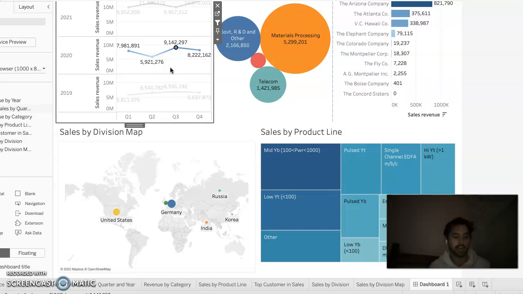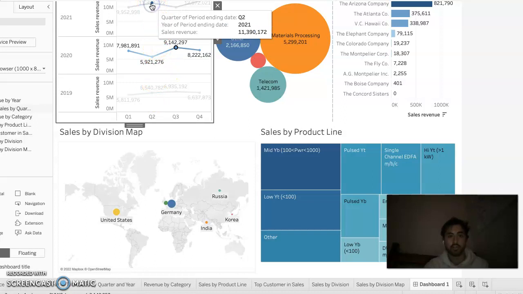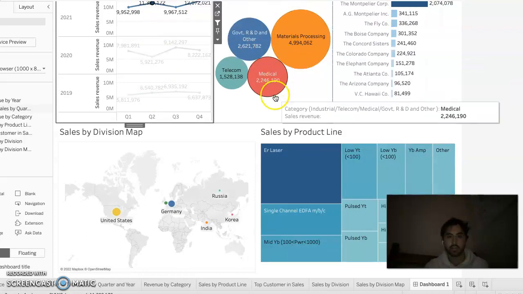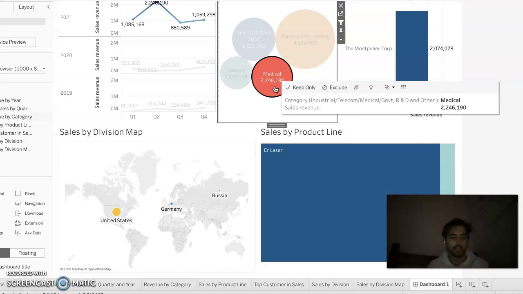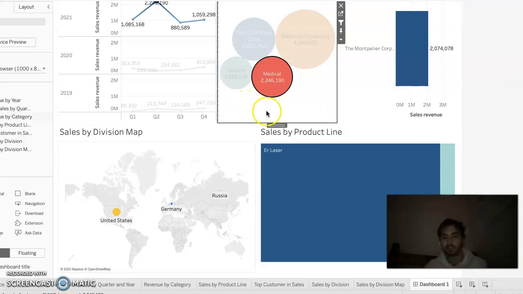Then if we're looking at the total sales revenue for the medical category, which would be the second quarter of 2021, click on the second quarter of 2021, look at the medical category, boom, right there. That'd be $2,002,046 and $190.